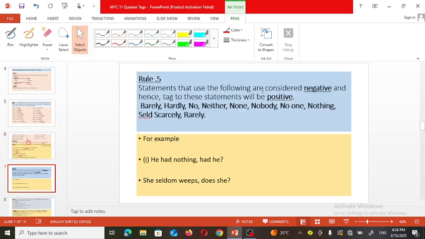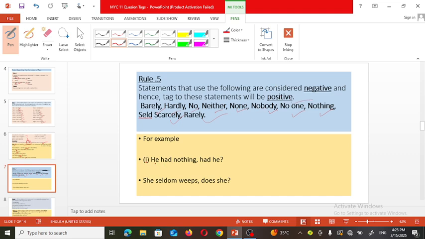Next example and next rule. Statements that use the following words are considered negative. Hence, when we are going to add a tag to it, it must be positive. For example, barely, hardly, no, neither, none, nobody, no one, nothing, scarcely, rarely. So in such cases, we must ask the question in a positive sense.